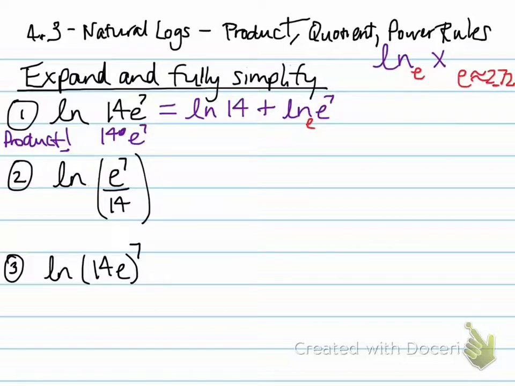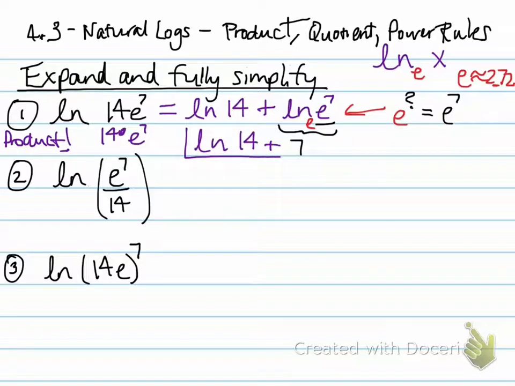So when it's saying the natural log of e to the 7th, it's really saying my base e to what power equals e to the 7th. And the answer to that is 7. So the natural log of e to the 7th power just simplifies to the number 7. I'm going to carry down that natural log of 14 plus with it, and that would be my fully simplified final answer. Okay? So that original expression equals natural log of 14 plus 7.